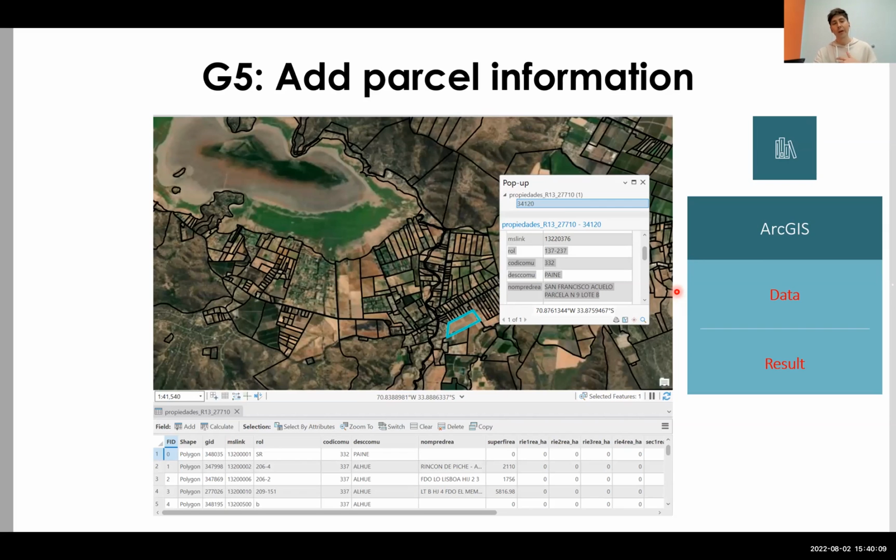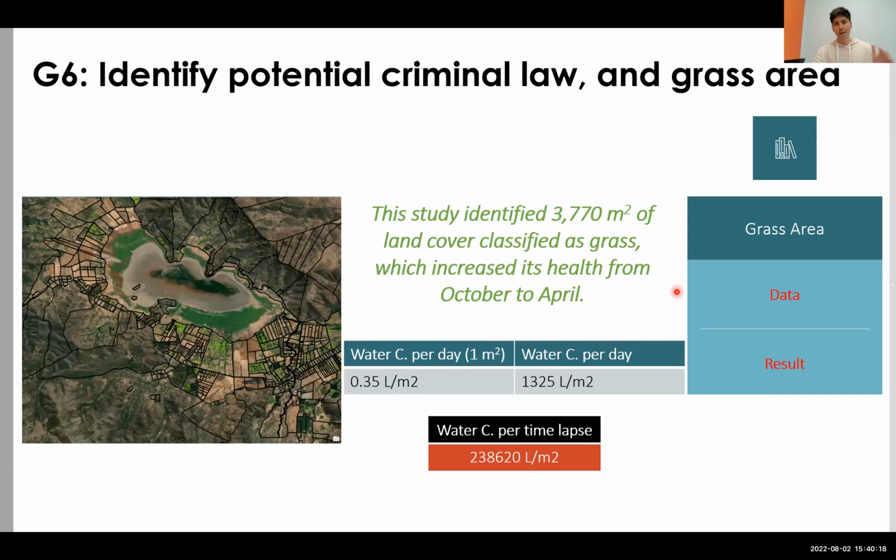In that case, we can tell the local authority who is the person using the water in a wrong way. And goal number 6 was, so we understand which pixel is correlated to grass. So in that case, we can estimate what is the whole area that has grass in Laguna Culeo. Therefore, we can estimate how much water they needed to maintain their health.